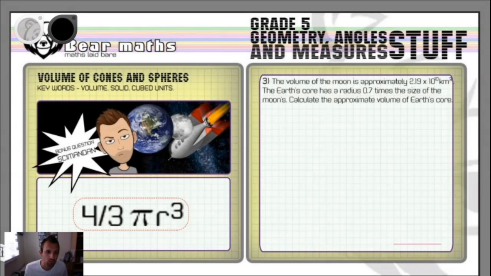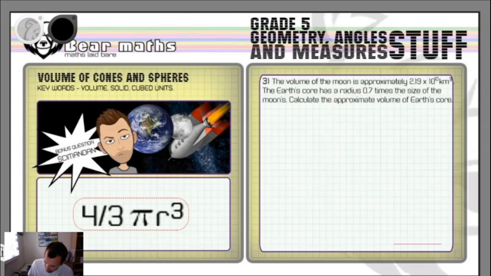We're going to help with a volumes of cones and spheres question. And the question is this: the volume of the moon is approximately 2.19 times 10 to the 10 kilometers cubed. The Earth's core has a radius 0.7 times the size of the moon's. Calculate the approximate volume of Earth's core.